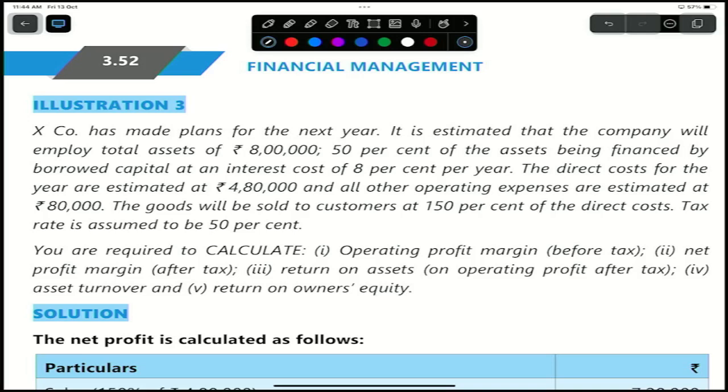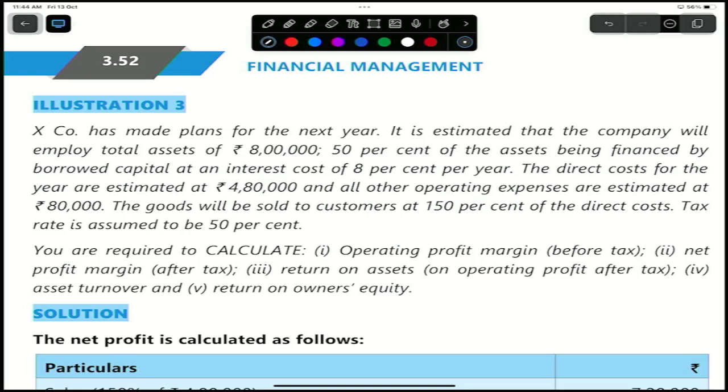Direct costs for the year are estimated at 4,80,000. And all other operating expenses are estimated at 80,000. The goods will be sold to the customer at 150% of the direct costs. Tax rate is assumed at 50%. You are required to calculate operating profit margin before tax, net profit margin after tax, and return on assets. Return on assets is also called as what? Return on capital employed.